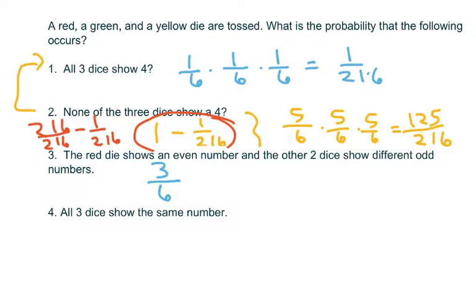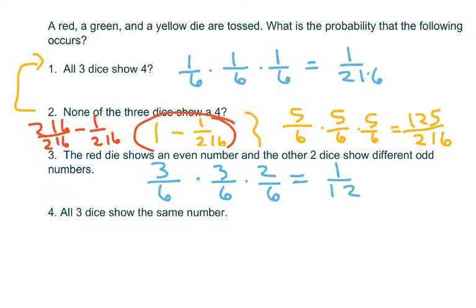So when you roll either the green or the yellow, the green one shows an odd. So that would be 3 over 6 again. But the other die has to show a different one, so that would be 2 over 6. These are all independent because the dice are independent. So when you get this, you're going to get 1 over 12.